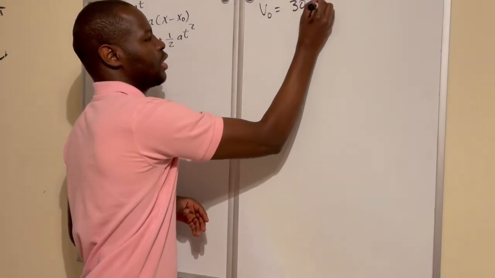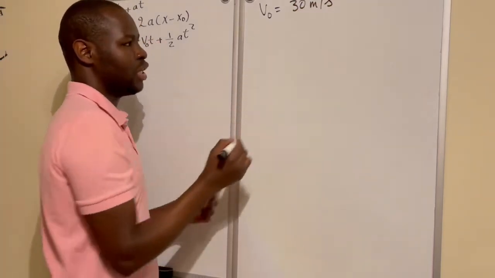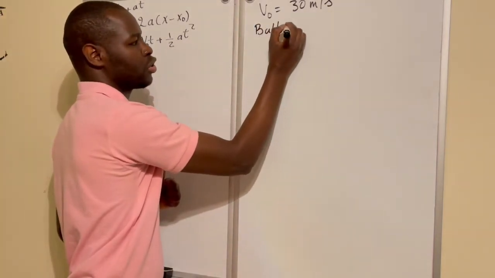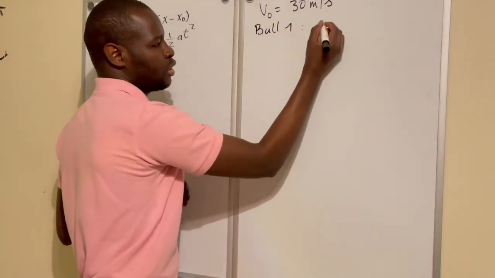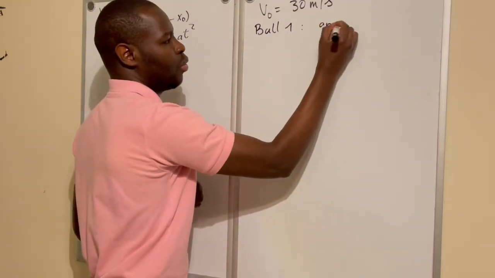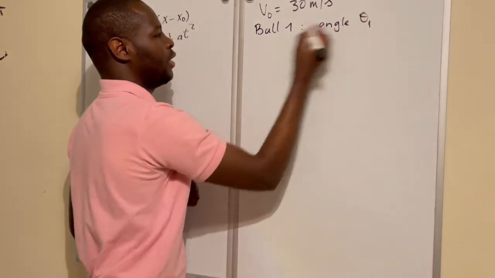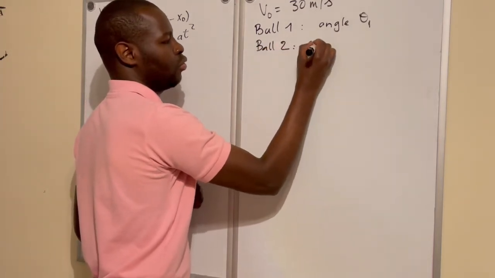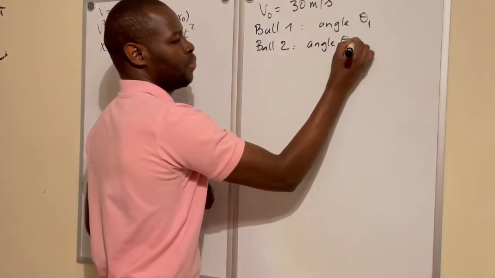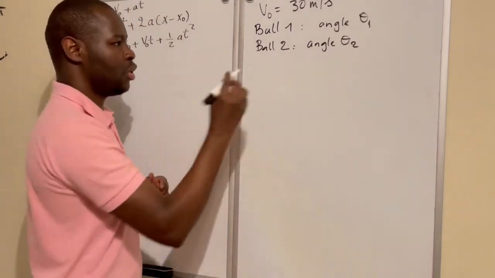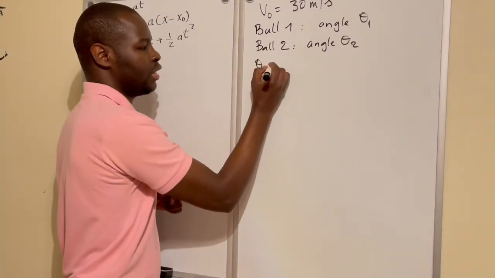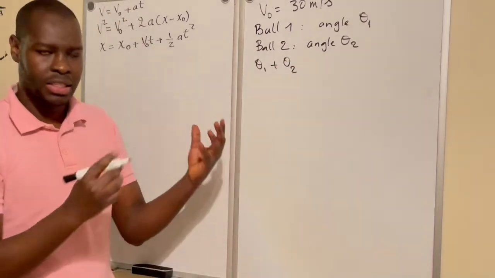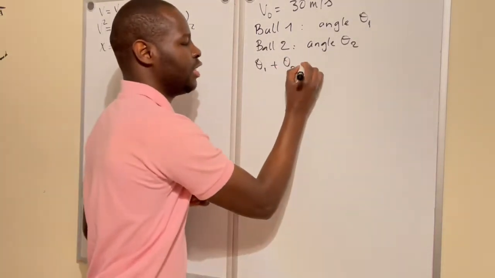30 meters per second. Now, what is very important about the problem is the fact we're given two balls. So ball one was launched at, let's say, angle theta 1, and then the second ball was launched at a different angle, angle theta 2. What is very important here, what we are told, is that theta 1 and theta 2 are complementary. What that means is when we add theta 1 and theta 2, we should get 90 degrees.